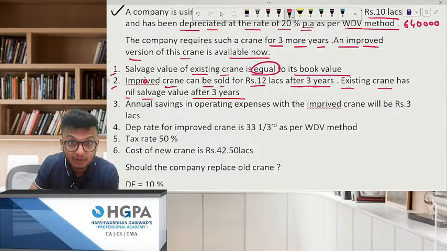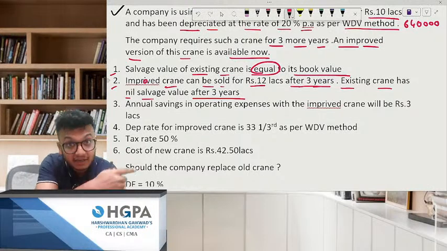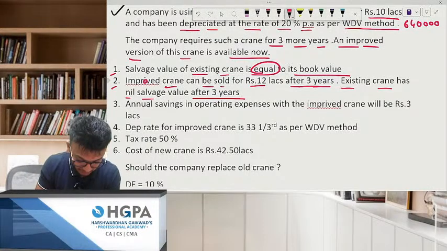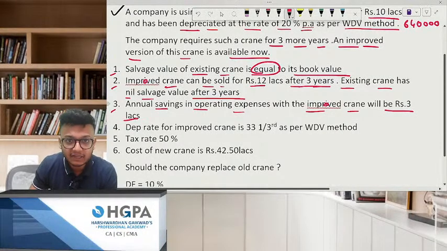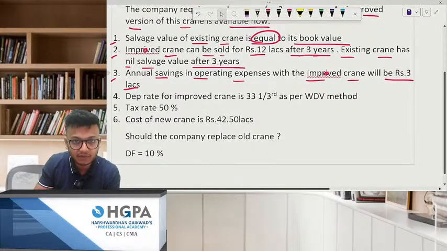This is the point I am talking about. In this question, they have written specifically what? The crane, if you use it for 3 more years, will fetch you nothing. It will fetch you some value if you go and sell it right away. That is 6,40,000. Annual savings in operating expenses with the improved crane will be rupees 3 lakhs. What is savings? That we do in CFAT. So it will start from this only.